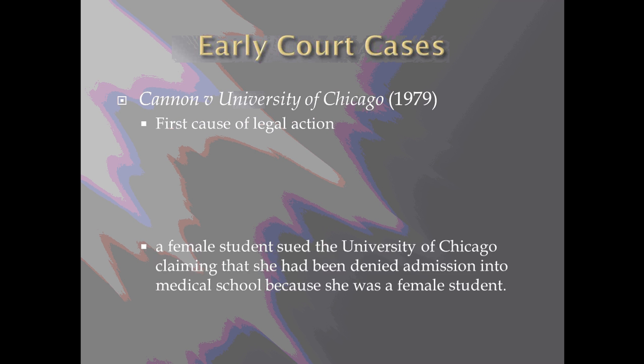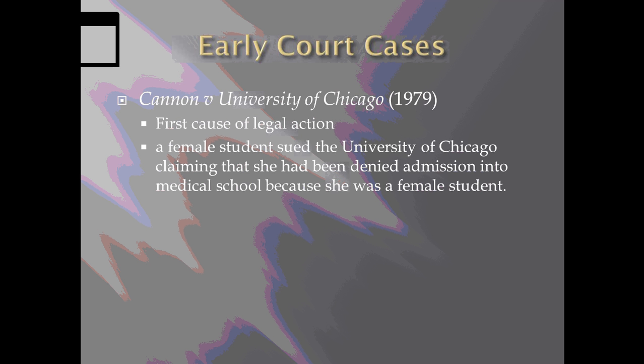As it pertains to athletics mostly, but Cannon versus University of Chicago in 1979 is important in that this was the first case brought to the Supreme Court involving Title IX. It involved a female student who sued the University of Chicago claiming she'd been denied admission into medical school because she was a female student. Now, initially, the courts denied her claim based on the fact that under Title IX, you couldn't bring a cause of action. The Supreme Court overruled, and from thenceforth, it was decided that you could bring legal action under Title IX.